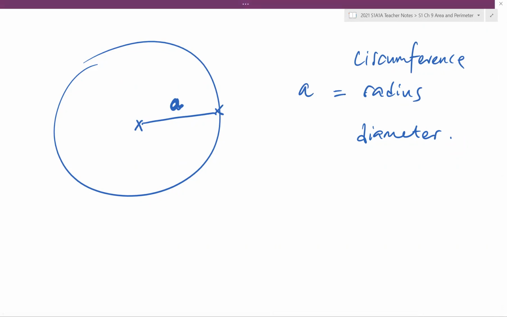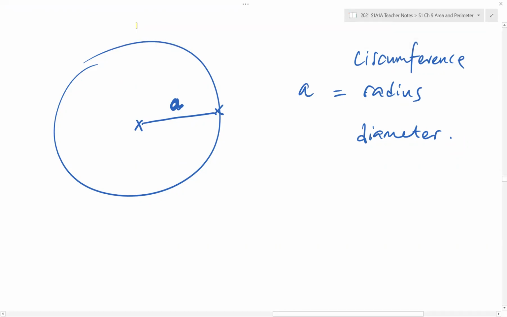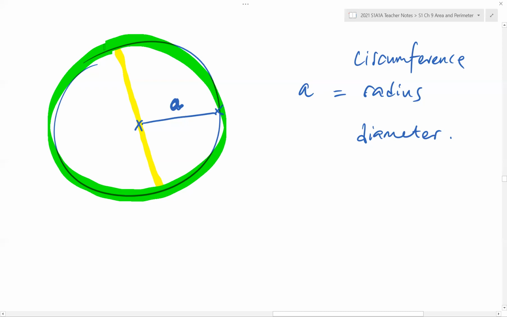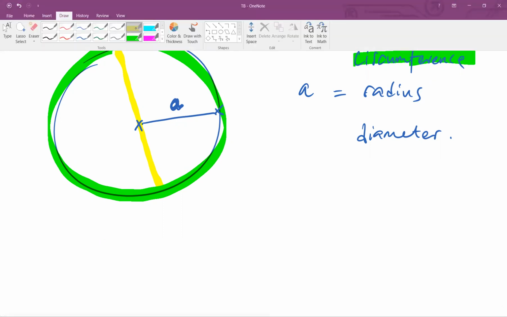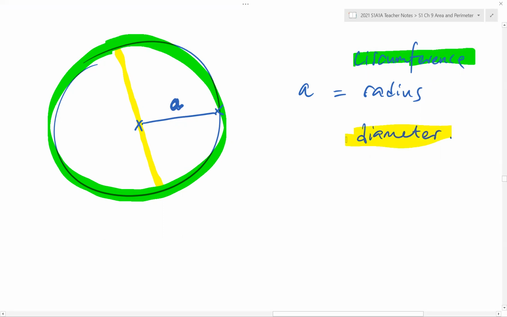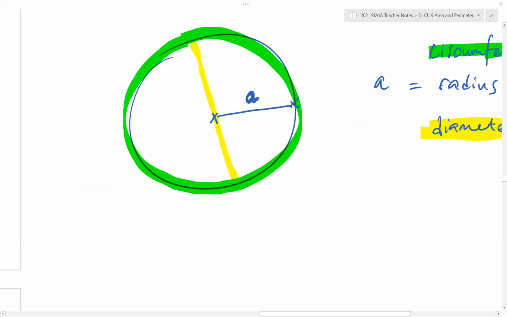Now, circumference. Would that be the yellow color distance, or would that be green color? Which one is the circumference, green or yellow? Green, huh? Green is our circumference. So what about the yellow color? Diameter. Okay, very good. Now, you know the 3 parts of a circle already.